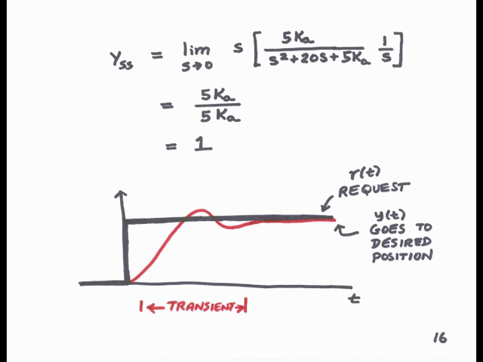Now, of course, it doesn't get there immediately. If we look at the response of y(t) and compare it to the request, which was a unit step, we'll see there's some transient time, some time when the disk head is moving to the requested position but is not there yet. The behavior during this transient is very much dependent upon the poles of the closed-loop system. It's dependent upon how fast they are and whether they're complex or real.